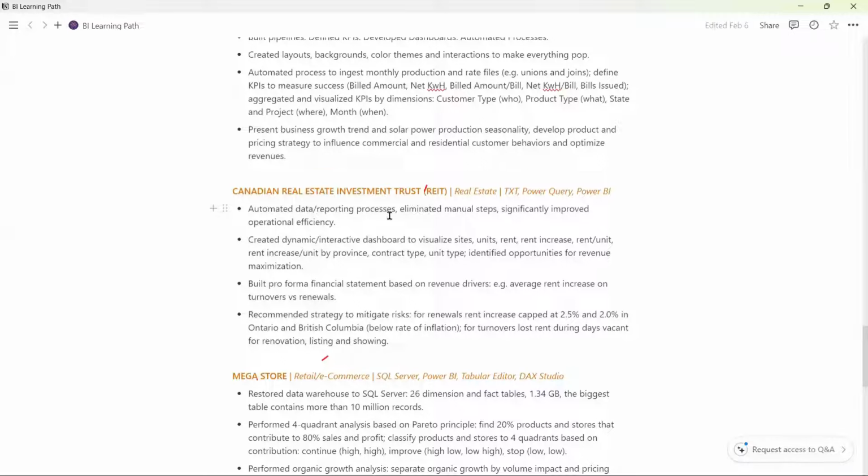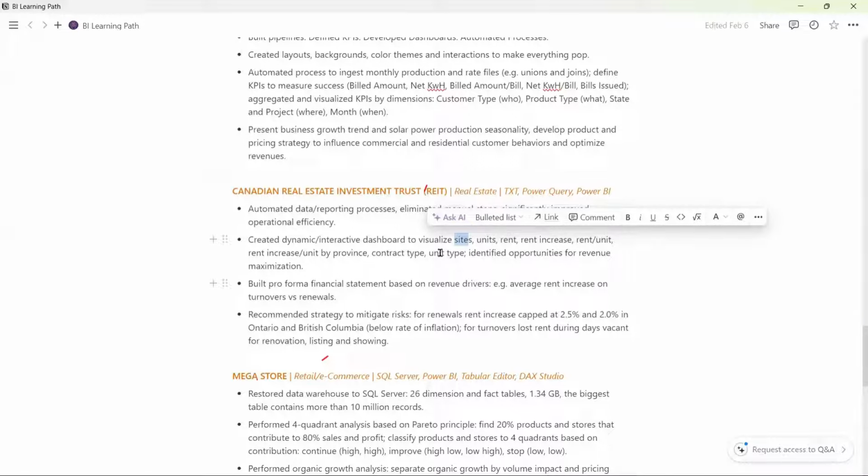Automated data reporting process, right? This looks familiar. Eliminated manual steps, significantly improved operational efficiency. Okay, created dynamic interactive dashboard to visualize. So this is real estate. I think if you come from that industry, you would understand. Sites, what's site? This is building, right?